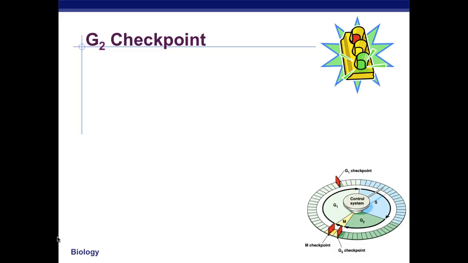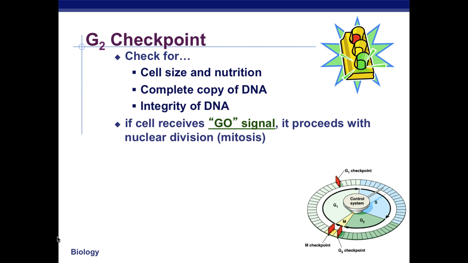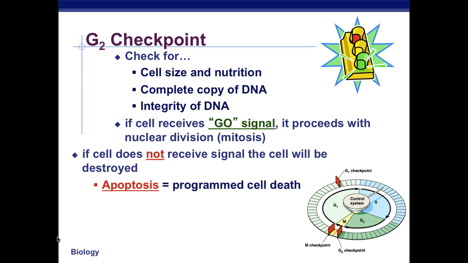In the G2 checkpoint, the checks are the cell size and the nutrients again. It's also looking to see if the DNA has been copied during S phase, and whether the integrity of the DNA is of decent quality, so was it copied correctly? If the cell receives the go signal again, it proceeds with nuclear division, or mitosis.